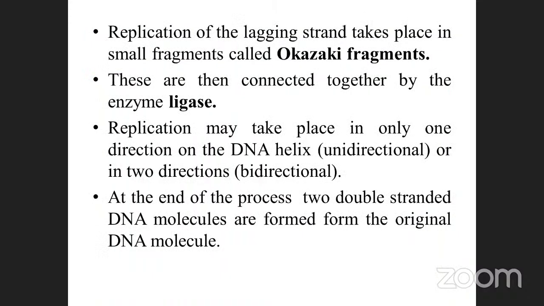Finally, you get the two strands. The replication of the lagging strand takes place in small fragments called Okazaki fragments, which you already know about. These are then connected together by the enzyme DNA ligase. Replication may take place in only one direction on the DNA helix, unidirectional, or in two directions, bidirectional. At the end of the process, two double-stranded DNA molecules are found from the original DNA molecule. This is called replication.